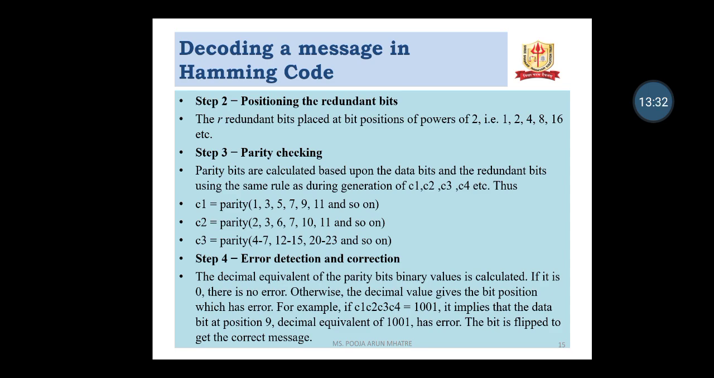And the fourth step is error detection and correction. The decimal equivalent of the parity bits' binary values is calculated. If it is 0, there is no error. Otherwise, the decimal value gives the bit position which has the error. For example, if C1, C2, C3, C4 is equal to 1001, it implies that the data bit at position 9, the decimal equivalent of 1001, has an error. So the bit is flipped to get the correct message.